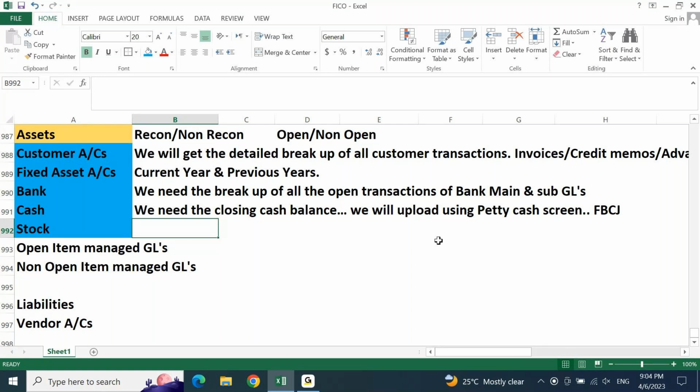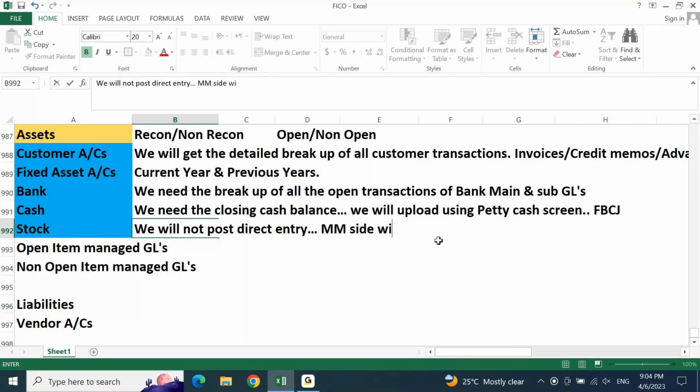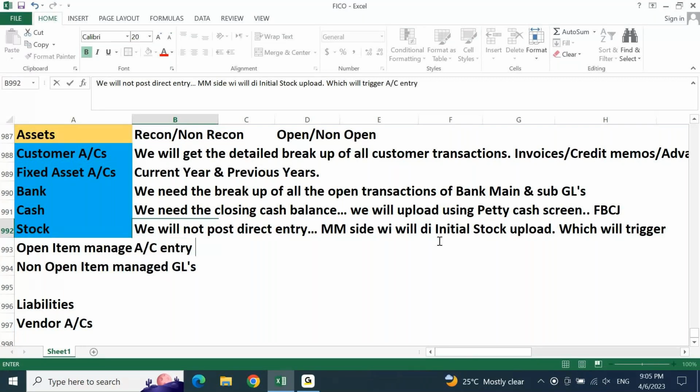Now stock, we will not post a direct entry. Instead, we will do initial stock upload, which will trigger the accounting entry automatically. So initial stock upload will be posted by the side.